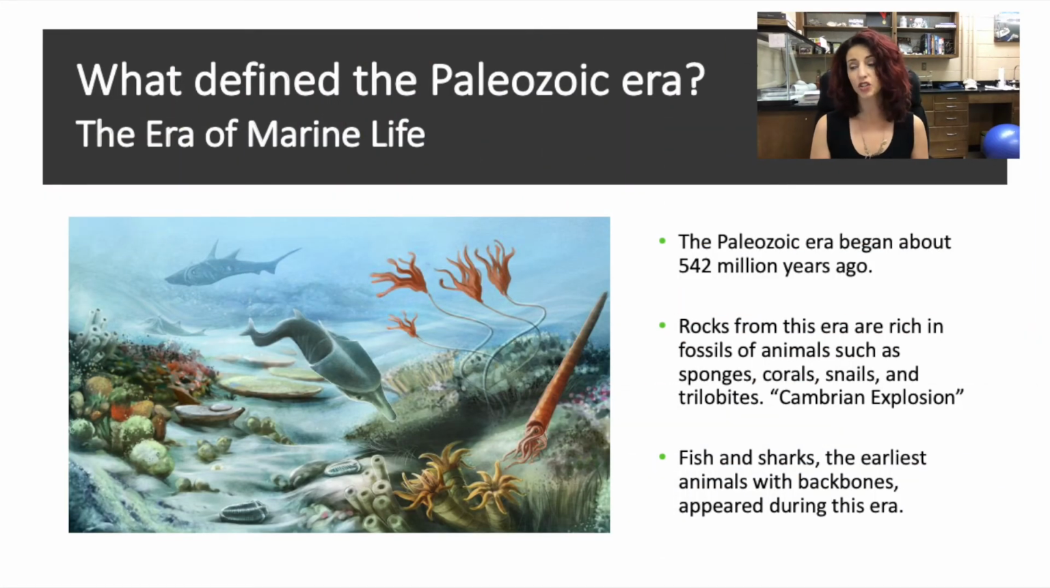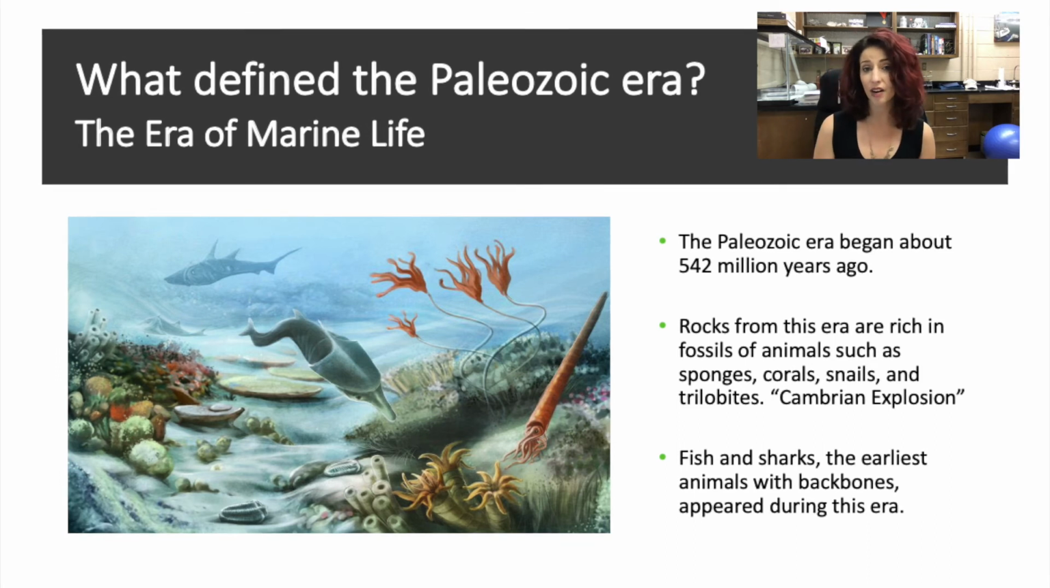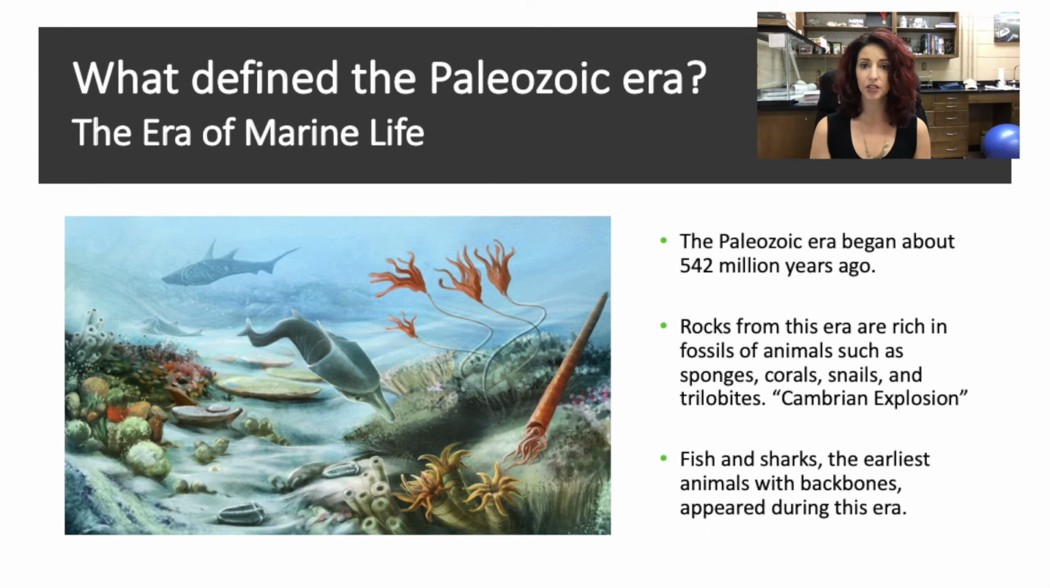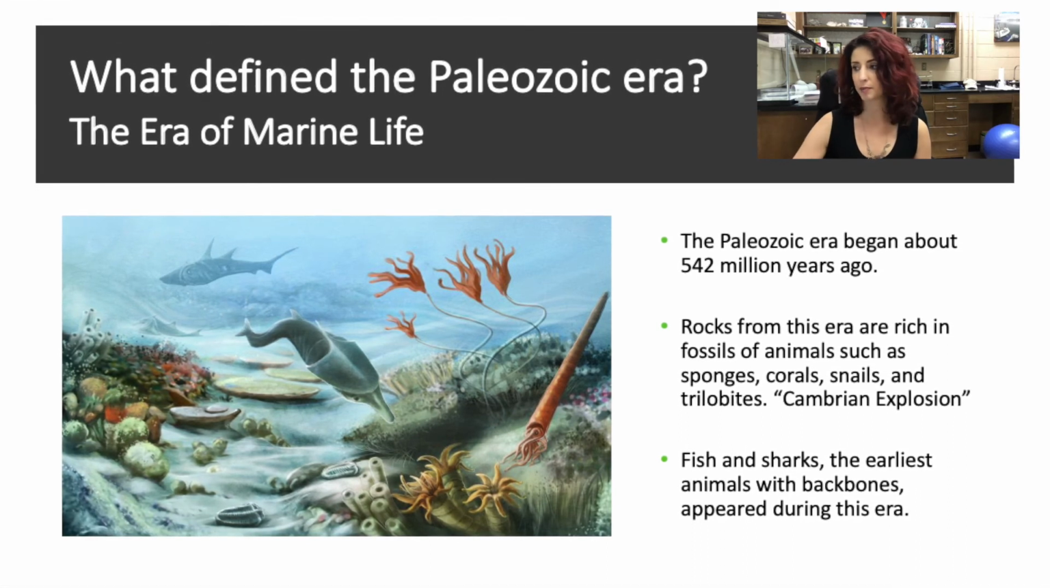So next we can talk about the Paleozoic era. This is also called the era of marine life. The Paleozoic era began about 542 million years ago, right after the Precambrian. So this is when we get into the Cambrian time period.